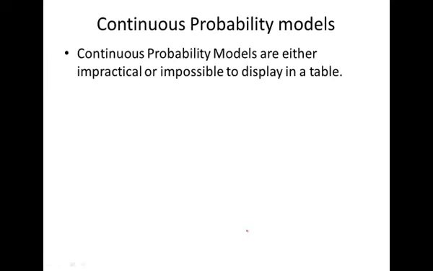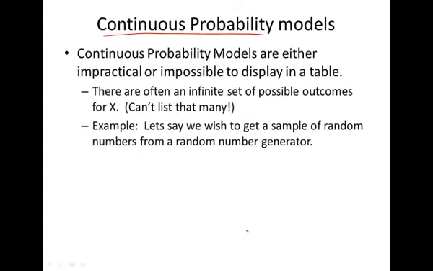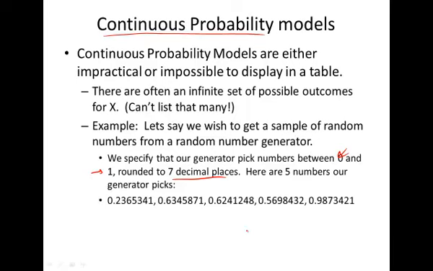All right, continuous probability models do not look the same as discrete, as we mentioned earlier, because there's just too many numbers to list. It's impractical or impossible to display it in a table. There's often an infinite set of possible outcomes, and we can't list that many. So let's say we're going to generate some random numbers from a random number generator. So you could be using a computer, you could be using a calculator, whatever. We're using 7 decimal places, and we're going to go from 0 to 1. All right, so here's 5 random numbers that the computer could have picked.